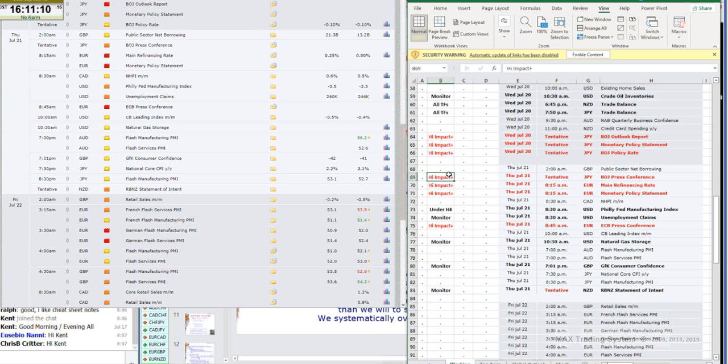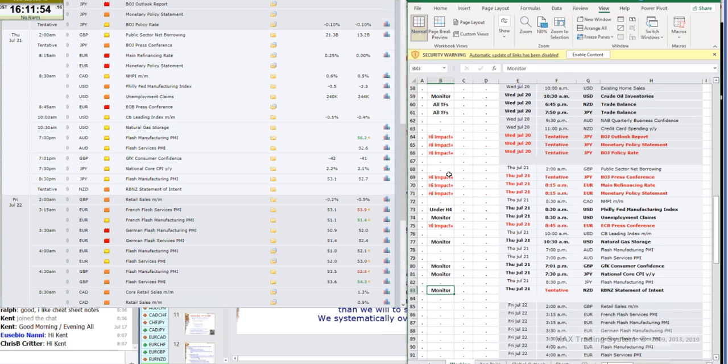On Thursday, we will have another big one with the euro: the main refinancing rate and the monetary policy statement, high impact, and of course the press conference a bit later. In the meantime, we'll have the US dollar Philly Fed manufacturing index under H4. And I will still monitor the unemployment claims, also the US dollar natural gas storage, the pound GfK consumer confidence, and the yen national core CPI year over year.